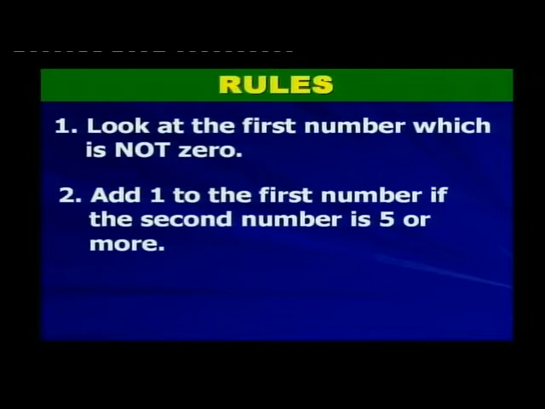The second rule that we need to apply: add 1 to the first number if the second number is 5 or more. It's more or less like what you did in your lesson on rounding, rounding up and rounding down. Here we are talking about estimation. You are just thinking and looking at the numbers, and at the same time you estimate what could be the number closest to that. So it's a rough calculation.